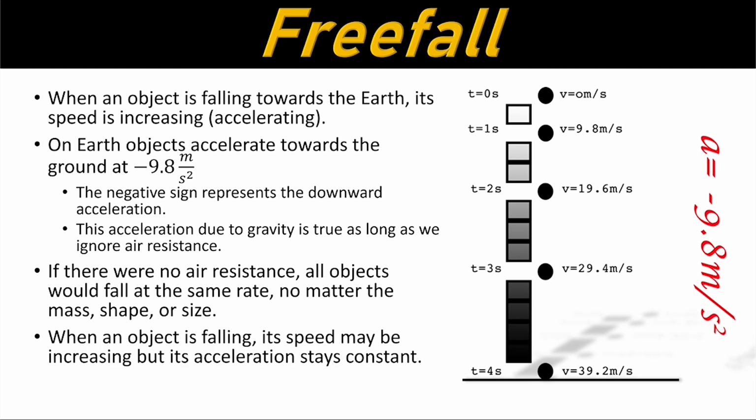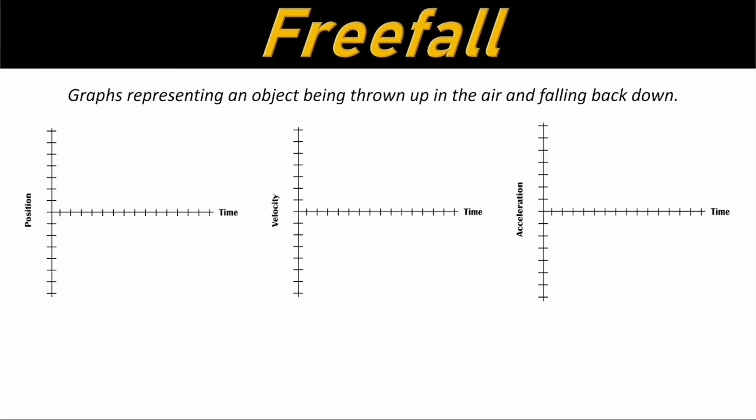Now, when an object is falling, its speed is increasing. Keep that in mind. Its speed is increasing, but its acceleration is staying constant. It's not increasing its acceleration. It is only increasing its speed. So what would motion graphs look like with an object that's in free fall? We're going to use the example of something being thrown up in the air and then falling back down. What would these different graphs look like for that particular situation?